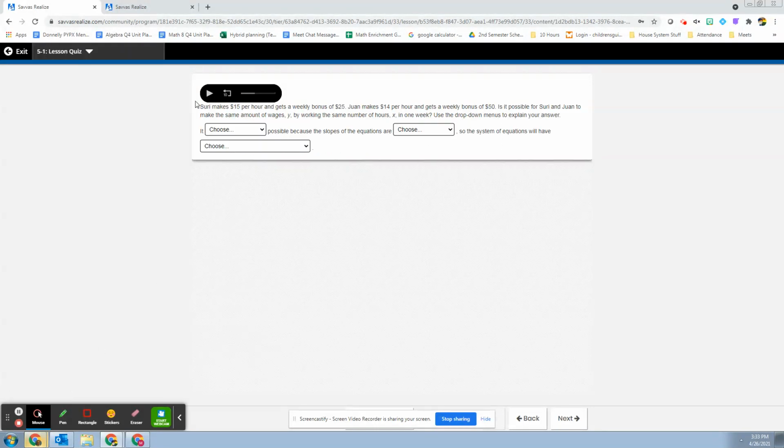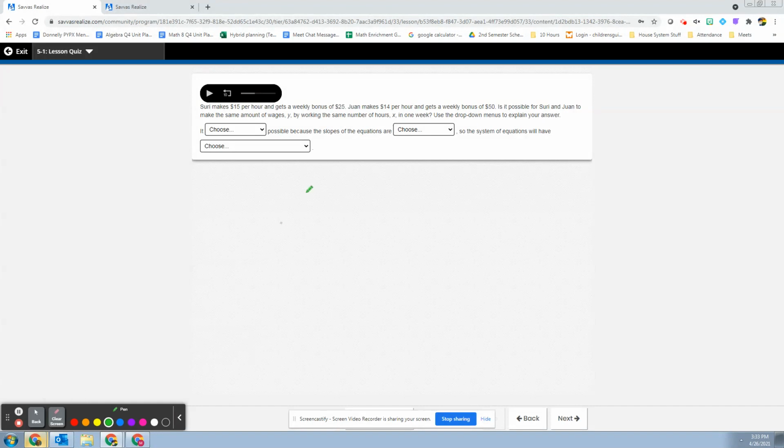You also run into problems like this, where Surrey makes $15 per hour and gets a weekly bonus of $25. Juan makes $14 per hour and gets a weekly bonus of $50. Is it possible for Surrey and Juan to make the same amount of wages, Y, by working the same number of hours, X? Use the drop-down menus.